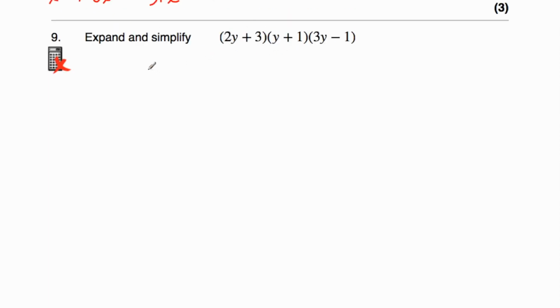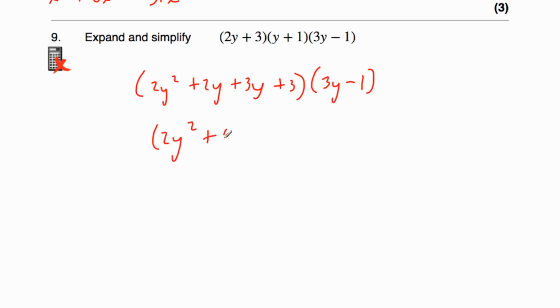So 2y times y, well, that's going to be 2y squared. We've got 2y times 1, that's going to be plus 2y. 3 times y would be plus 3y, and 3 times 1 will be plus 3. And that's our first pair of brackets, and we're still going to multiply that by 3y minus 1. Now let's simplify this. So we've got 2y plus 3y, that's 5y, so that would be 2y squared plus 5y plus 3. And we're still going to multiply that by 3y minus 1.